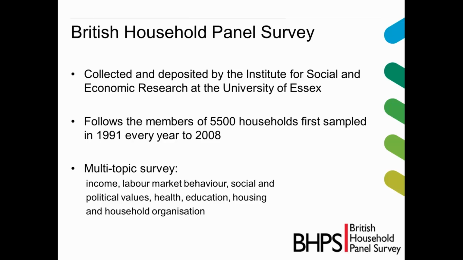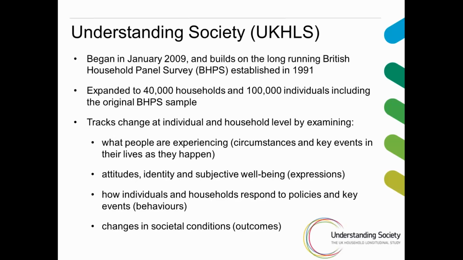There's also some values and attitudinal behaviour as well as health, education, etc. But because information is collected on every single household member, it also allows us to have a look at these things at a household level as well. Now, Understanding Society began in 2019, and it really aims to expand and build upon the BHPS. The sample size here was expanded, so now we have up to 100,000 individuals, and that includes the original BHPS sample members. So that particular group of people we've now been able to follow for over 25 years.